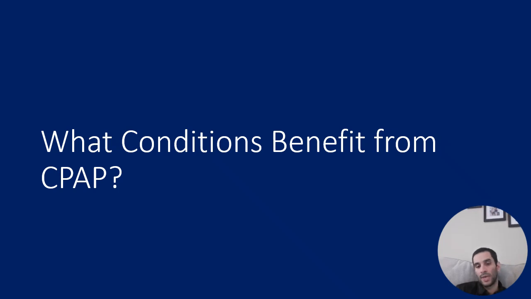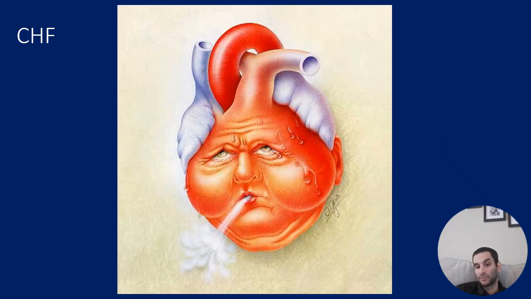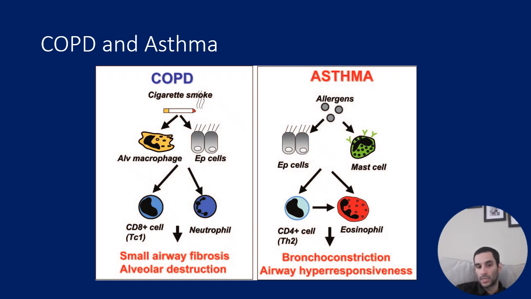Now, when does this really matter? Well, one, I mentioned CHF because it'll help reduce that preload, afterload. The PEEP is going to help you oxygenate these patients, especially if they have a lot of pulmonary edema. Reactive airway disease or obstructive airway disease, asthma, and COPD. In particular, COPD really benefits from this.